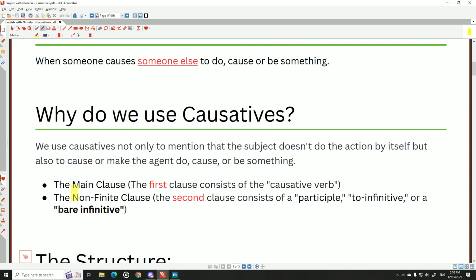We use causatives not only to mention that the subject doesn't do the action by itself, means himself or herself, themself, whatever, but also to cause or make the agent do, cause, or be something.